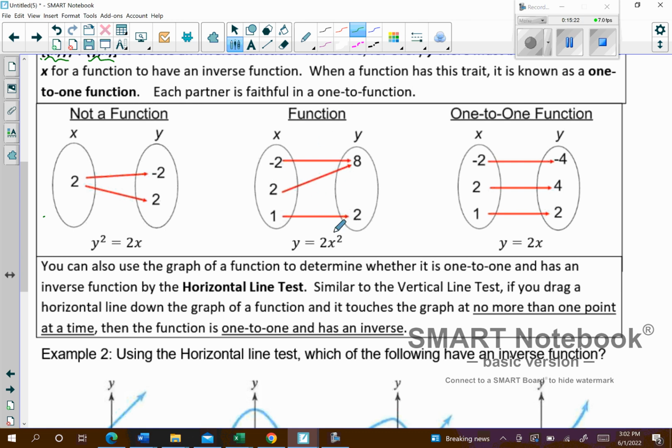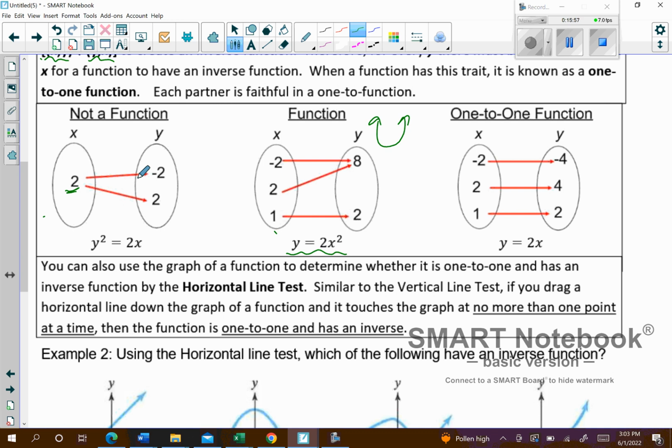It's still a function. If you were to graph this, this is a parabola. It looks like this, which is fine. It's a function, but it's not one-to-one, which would mean you wouldn't have an inverse function that you could create from it. Now, there will be ways to work around that, and we'll talk about that also in a moment. And then the first one you can see is not a function because the x value has two different partners, and that violates our parameters for creating a function in the first place.